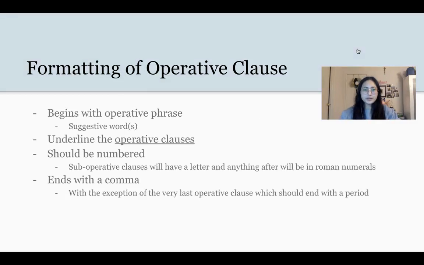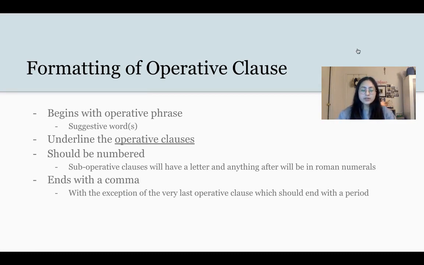Going forth from there, here is the basic formatting of an operative clause. Like preambulatory clauses, there are operative phrases, which are suggestive words. One way to put it, they're like action verbs, verbs that tell you that you will be doing something. This is the action that you plan on taking.